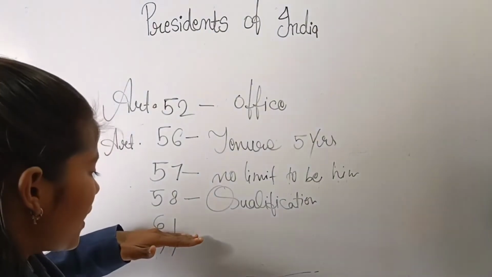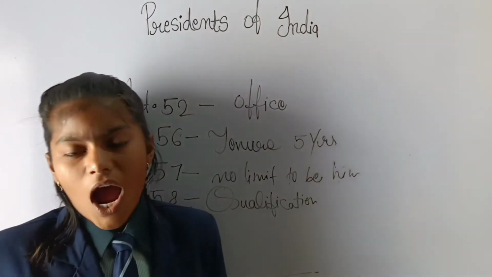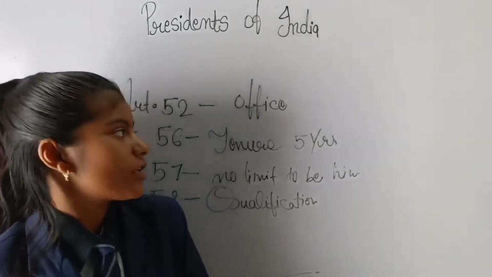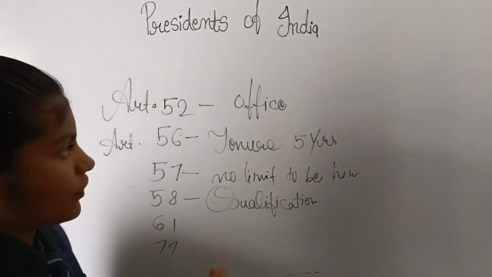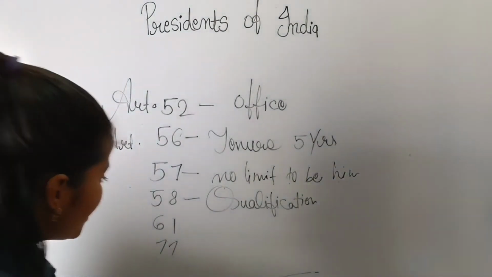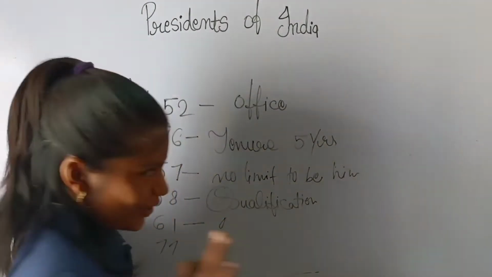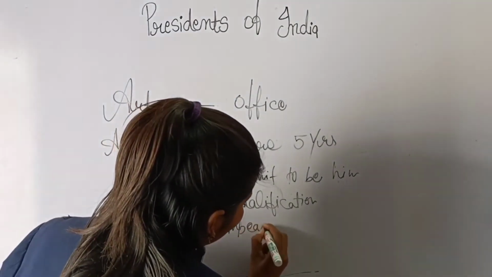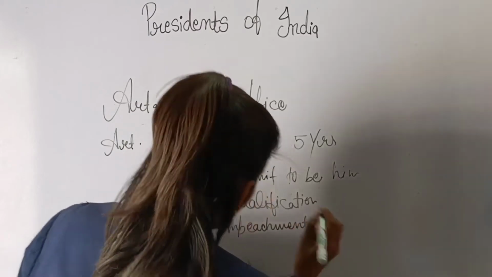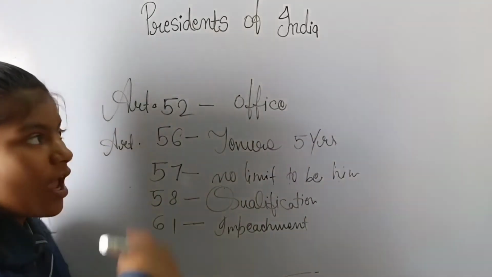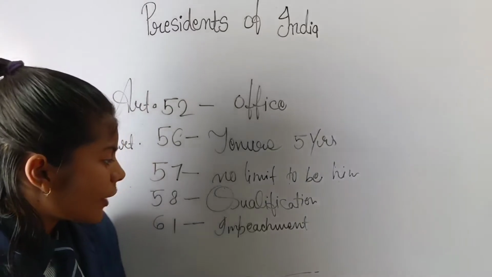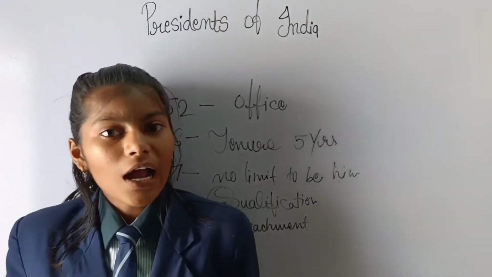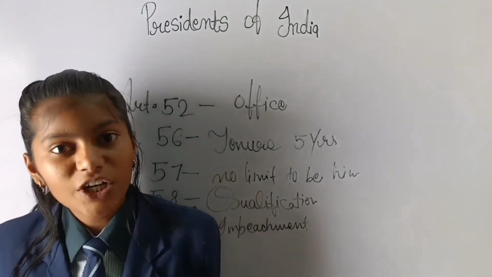So this comes to Article 61. Article 61 talks about the impeachment. Okay, wait. So Article 61 is telling us about the impeachment. It gives the parliament the right of impeachment. And I will write the 77 power next. Okay. So impeachment is nothing but a kind of power which is provided to the parliament.